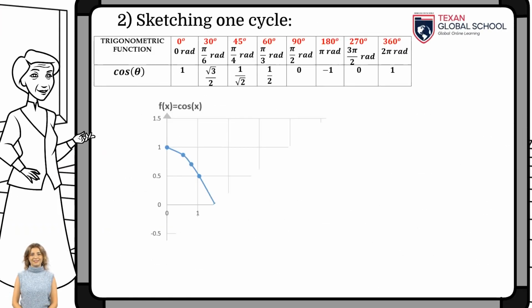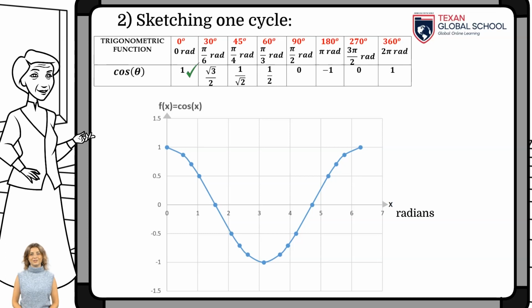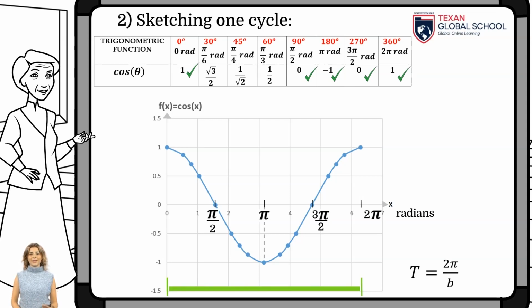If x is equal to 0, the cosine of 0 is 1. If x is half of pi radians, the cosine of half of pi is 0. If x equals pi, the cosine of pi is negative 1. If x is 3 halves of pi, the cosine of 3 halves of pi is 0. And if x is 2 pi, the cosine of 2 pi is 1.